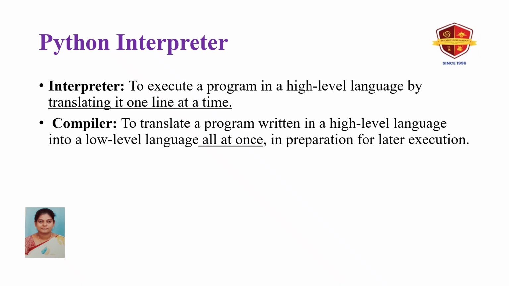Next we will see what a Python interpreter is. Interpreter means to execute a program in a high-level language by translating it one line at a time. We also have to know what a compiler is, and the difference between an interpreter and a compiler. A compiler translates a program written in a high-level language into a low-level language all at once in preparation for later execution.